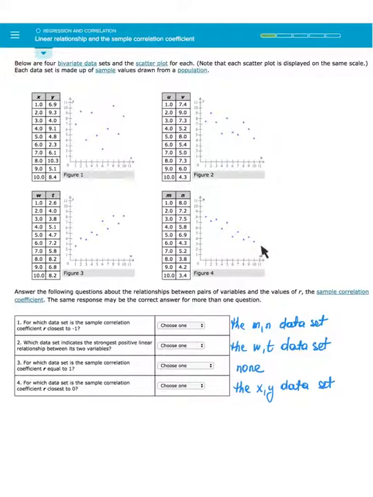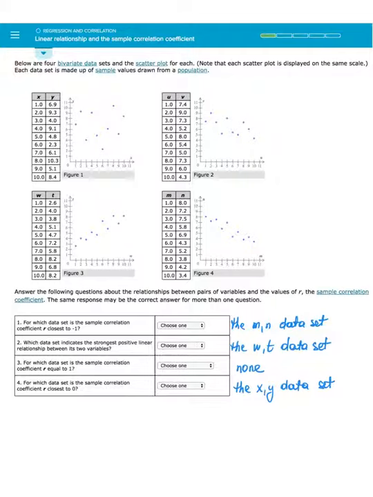So between these 4 data sets, the one that has R closest to -1 would be the one that has a better, stronger linear relationship that is negative. And that would be figure 4 or set MN.